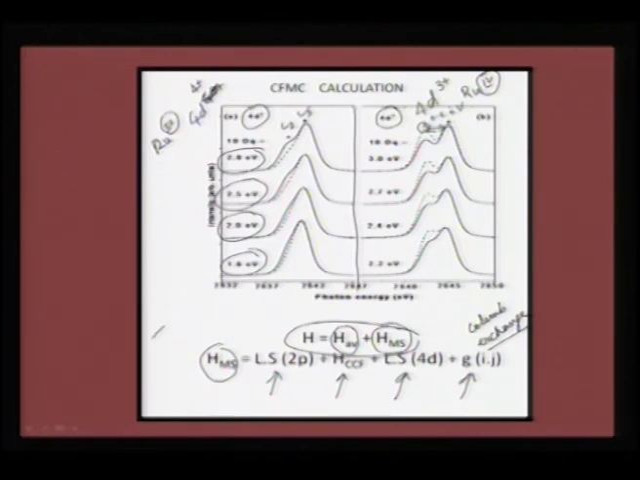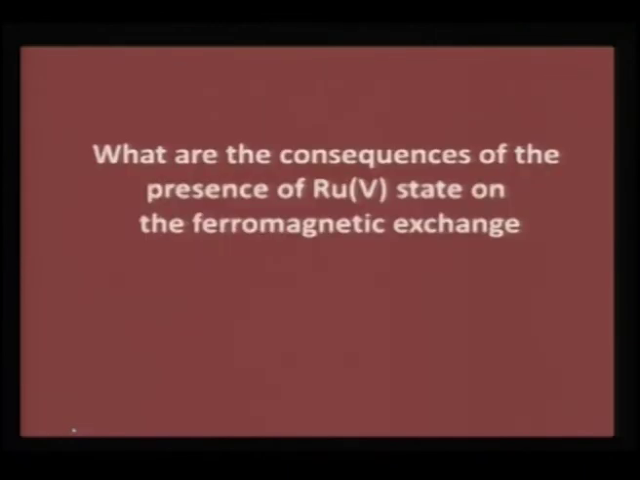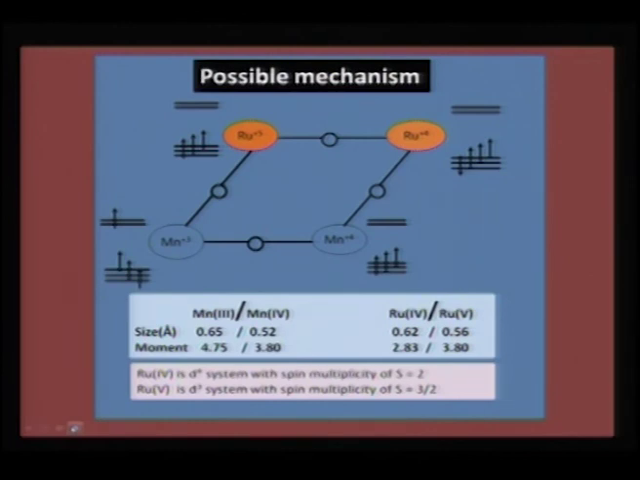So all we can say from this calculation is that the crystal field is not contributing to this splitting, but this is truly coming from the oxidation state. Having said that, what are the consequences of the presence of ruthenium 5 plus in this state, and how does it influence the ferromagnetic state? This is a sum up, just to understand: having understood that there is a mixed valence state in manganese, and a mixed valency in ruthenium, how can we make a case for this?